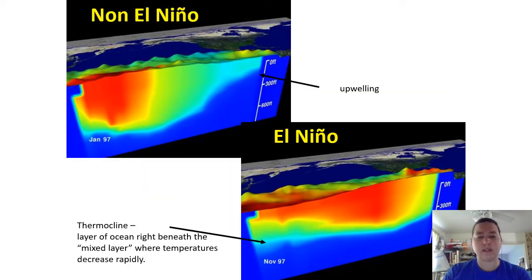So here's another depth profile. You can kind of see here where we see the upwelling, the colder water is coming up over here. The warmer water is sinking down over here. But then here in El Nino, you can see that the warmer water is deeper off the coast of South America as opposed to what it was on the other side.